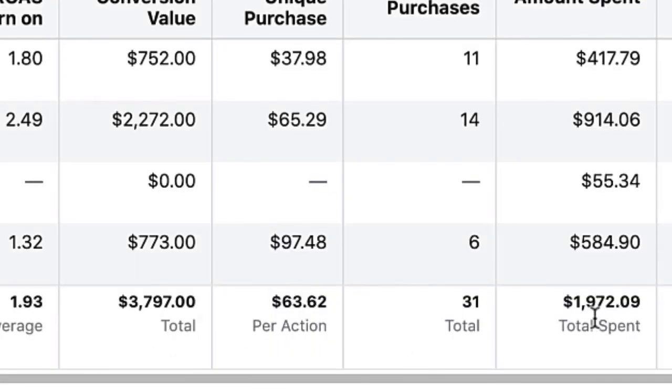We spent $1,972.09 and we've made $3,797.